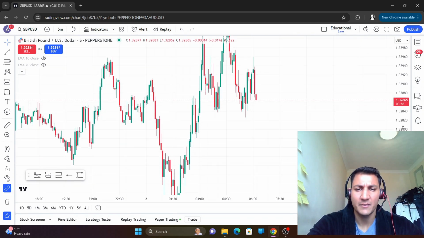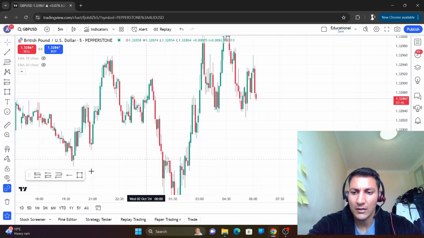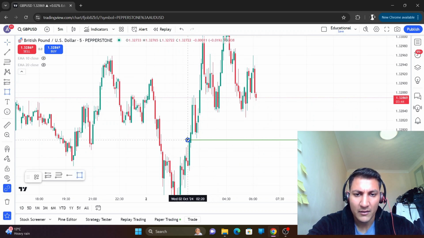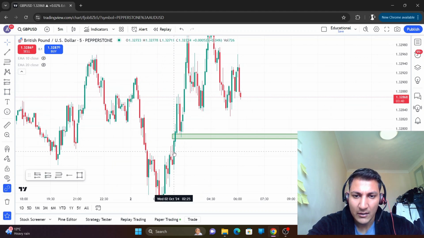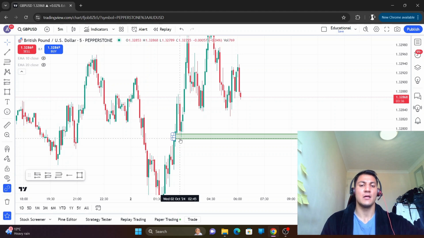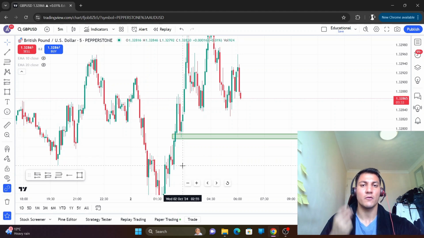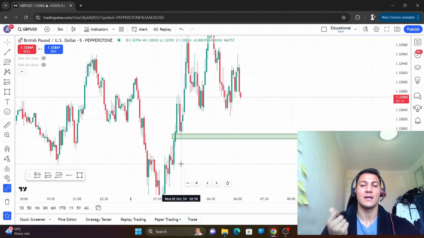A fair value gap is simply a gap between two candles like this, right? And I'm going to denote it by this green box here. This is what a fair value gap is. This candle's high and this candle's low. That gap in between is a fair value gap. And what it means is that price has moved off very bullishly and it's not had time to refill.